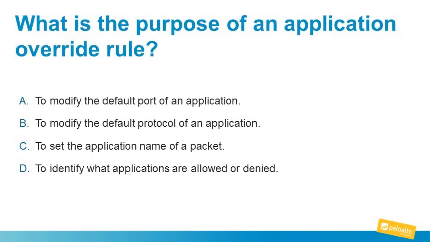So what is the purpose of an application override rule? Well, the name kind of says it all, doesn't it? It's there to change the name of the application. So let's see, is the application the port? Is the application the protocol? No. So the answer is C. It's literally there to change the name of the application that's identified using layer 7 information in a packet.